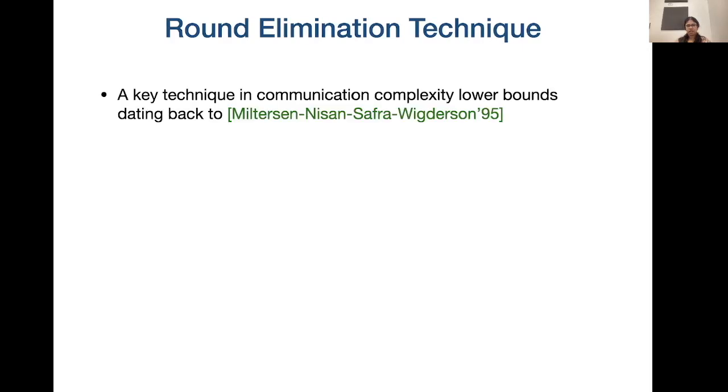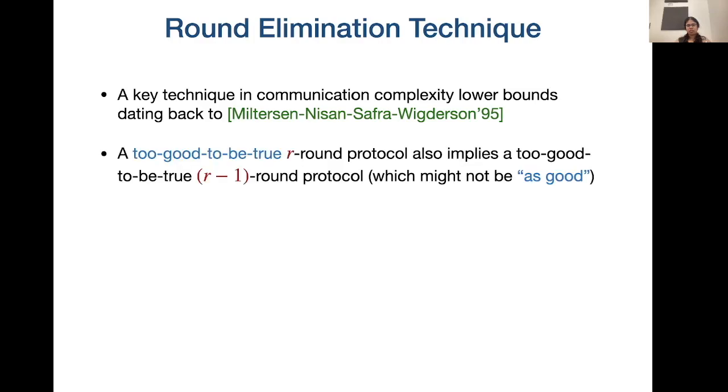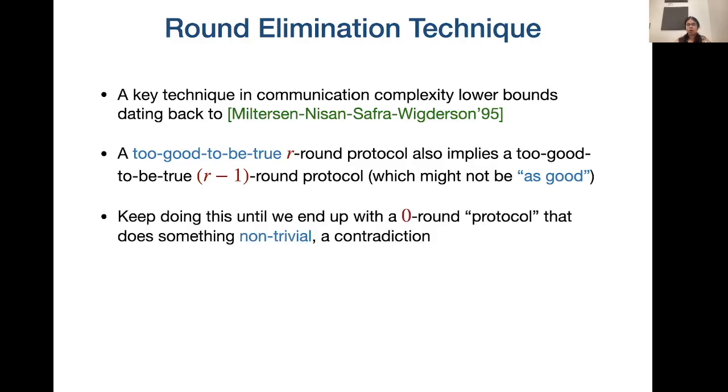Now, how do we extend this to multiple rounds? We're going to try to use a round elimination technique introduced by Miltersen, Nisan, Safra, and Wigderson in 1995. Here, we start with a very good low communication R round protocol and get an R-1 round protocol out of this, which may not be as good, but it still has low enough communication, and continue this all the way till we get a 0 round protocol that does something non-trivial, giving a contradiction. And this will give a lower bound on the communication used by the R round protocol also.